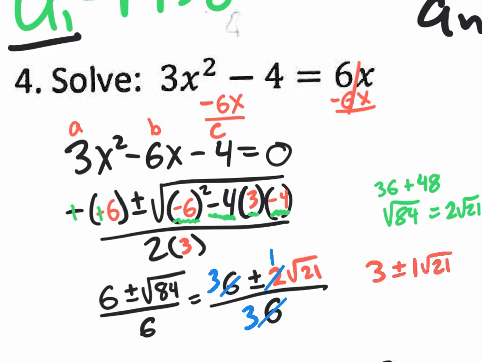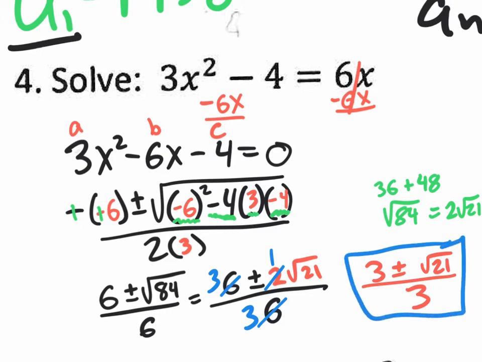Now that 1 in front of the square root of 21 is totally unnecessary, and they're not even going to write it on the multiple choice. They're just going to leave it square root of 21, and it's still all divided by 3. And that right there, ladies and gentlemen, is your final answer. So that's good that we did not try to factor, because this one's not factorable. So quadratic formula always works.